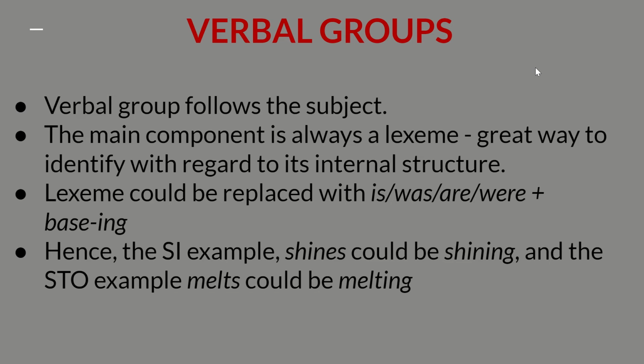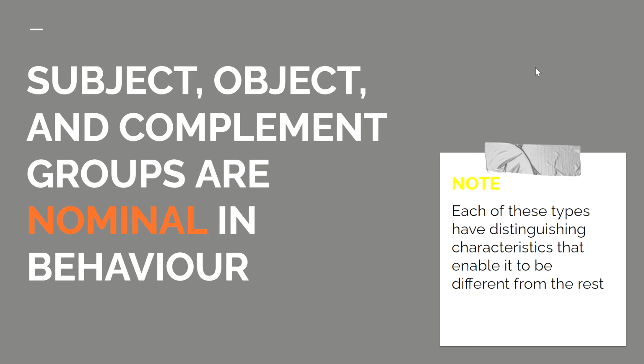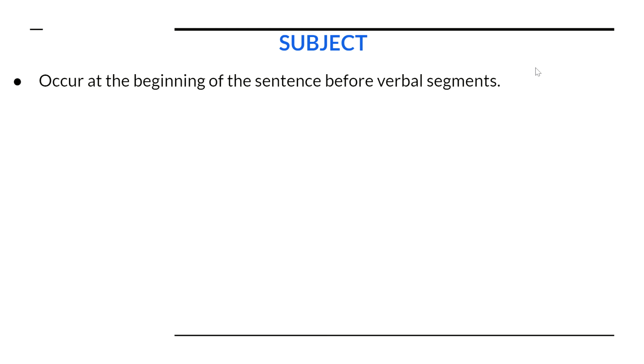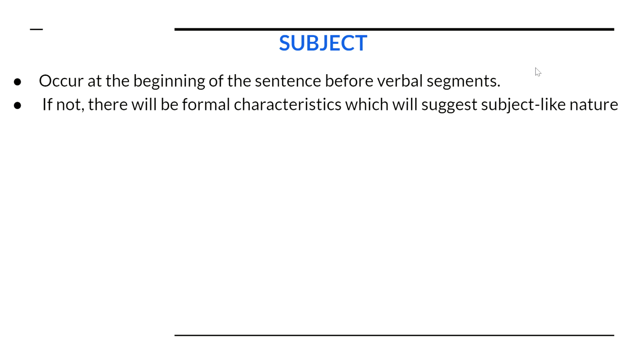Now we will learn that the subject, object, and complement groups are nominal in behavior, and each of these types have distinguishing characteristics that enable it to be different from the rest. Let's look at subject, shall we? Subject. Subjects always occur at the beginning of the sentences before verbal segments. If not, there will be formal characteristics which will suggest subject-like nature.